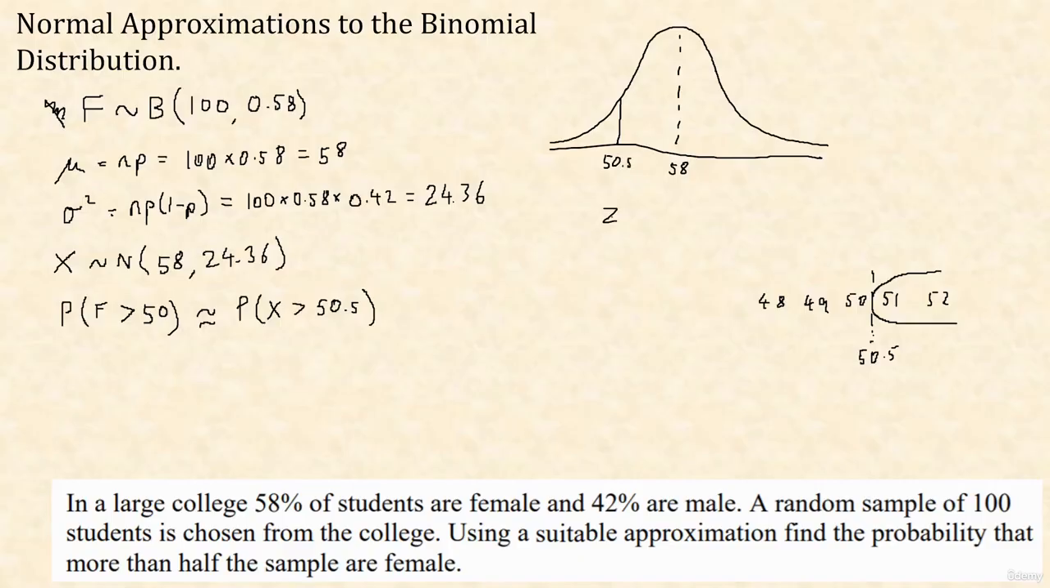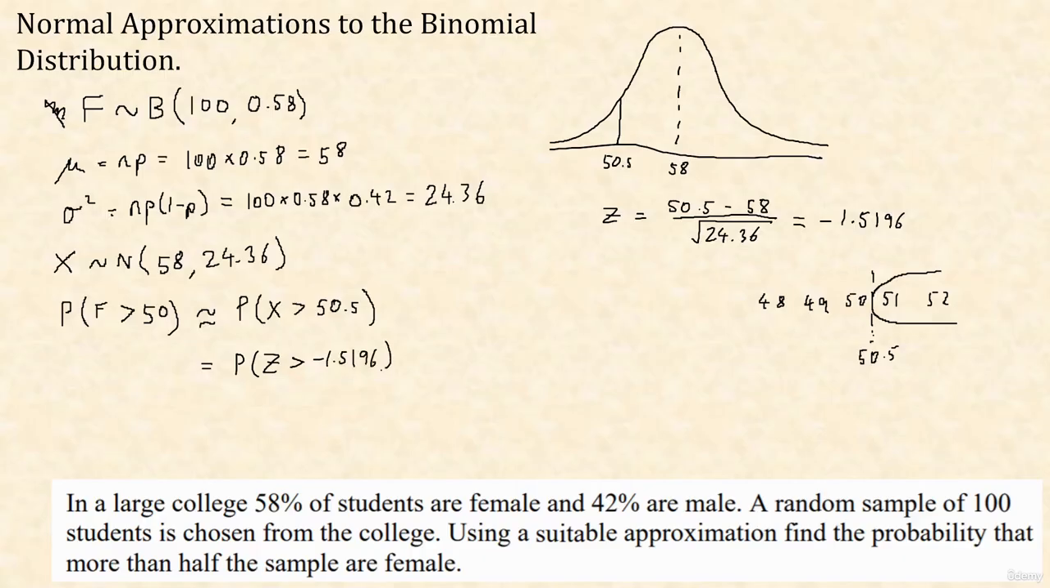So we can find the Z value by standardizing. 50.5 minus 58 divided by the standard deviation, which is the square root of the variance, 24.36, and that's minus 1.5196. So we want the probability of Z being greater in this case than minus 1.5196.